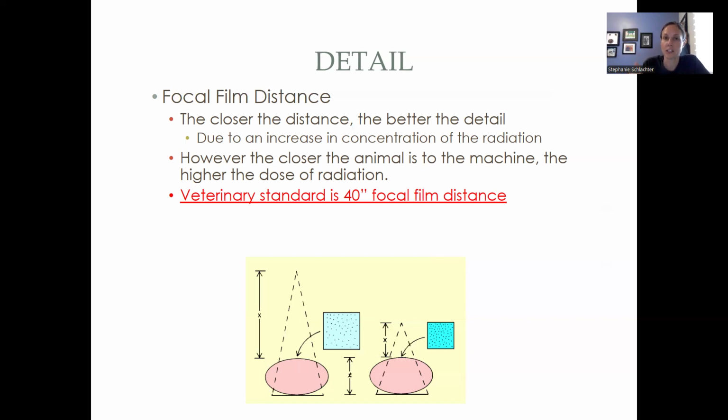But we know, again, if it's closer to the patient, we're going to get more radiation. So, again, we have to play this game. What's the best distance to minimize radiation while also getting the best detail? And so we have set out 40 inches as our standard in veterinary medicine. That gives us an even playing field, the best distance with the most minimal radiation exposure we can get, okay?